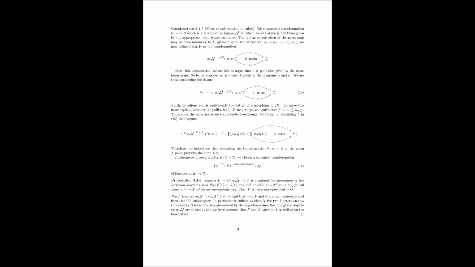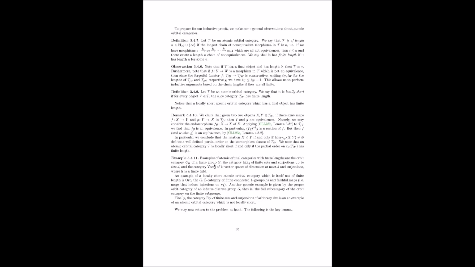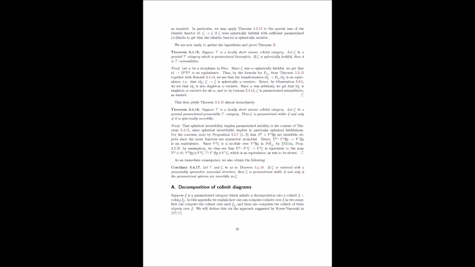So what do those properties tell us about a category? Right. Let C be a pointed, parametrized, complete category, and let W → V be a morphism in Fin_T. We say that C is W-spherically faithful if the endofunctor of T_V categories is fully faithful and commutes with sequential colimits. And C is W-spherically invertible if the endofunctor of T_V categories is an equivalence.